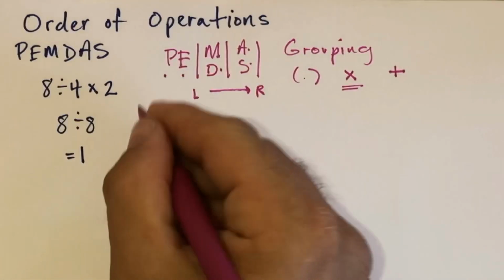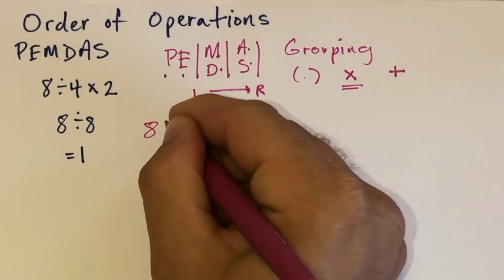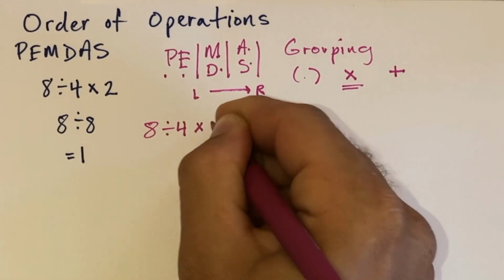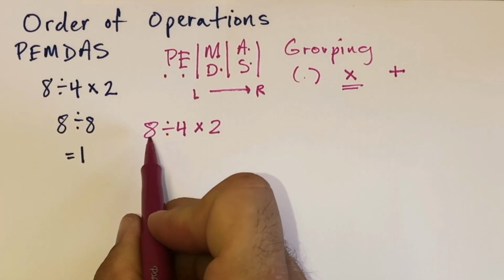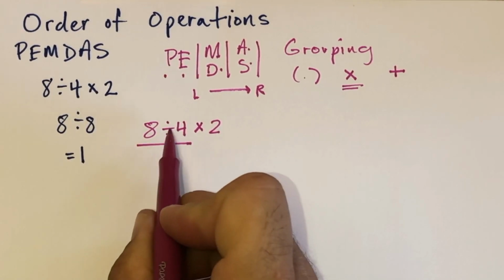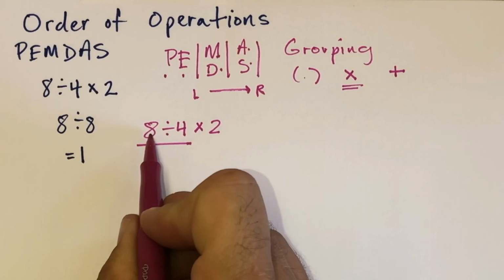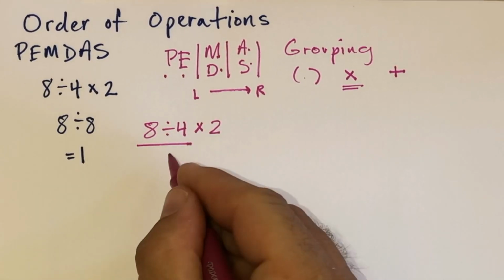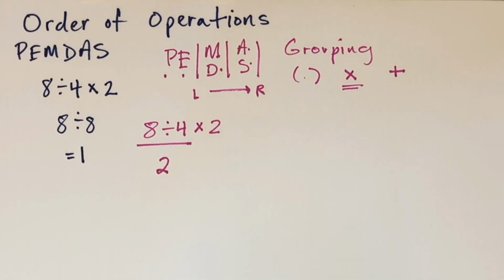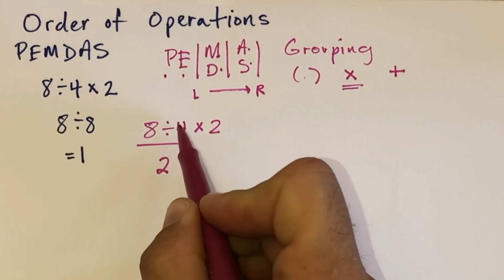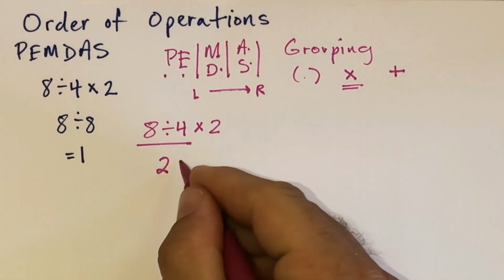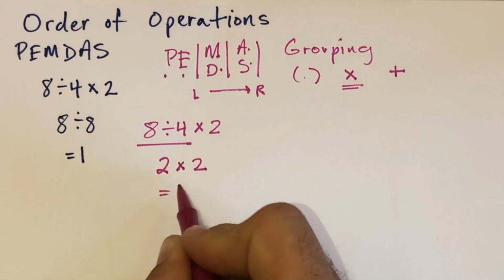Now, in reality, we're supposed to do 8 divided by 4 times 2. You can see we're actually grouping 8 units. We're grouping them into 4. So if we did 8 divided by 4 and we group 8 units into groups of 4, okay, we're going to have 2 groups. That's what we're doing. We're grouping these 8 units into groups of 4. 2 times 2 equals 4.